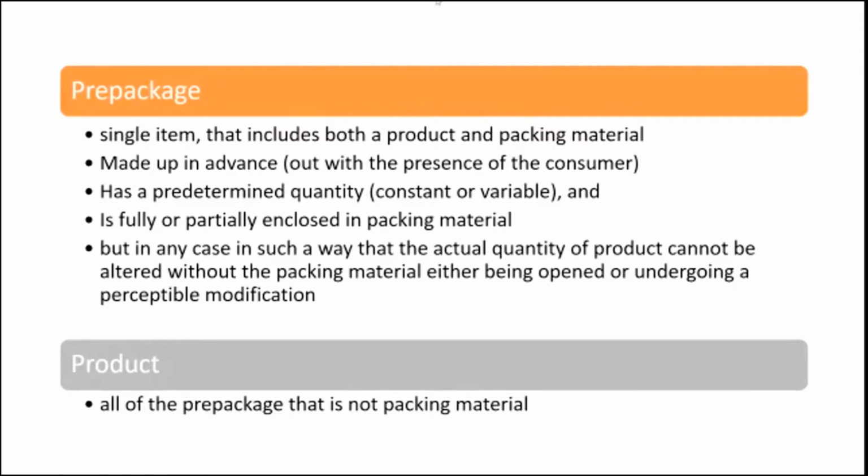Okay. In any case, the first thing we have to know is that we cannot consume or use the product without the packing material being opened. So we have to open the packing material first, then we can use the product. That's what prepackaged means, or being opened or undergoing a perceptible modification. Now, we know that prepackaged contains a product and packing material. So what is the product? Product is all of the prepackaged that is not packing material. As we all know, product is something that we use or we consume. Okay.